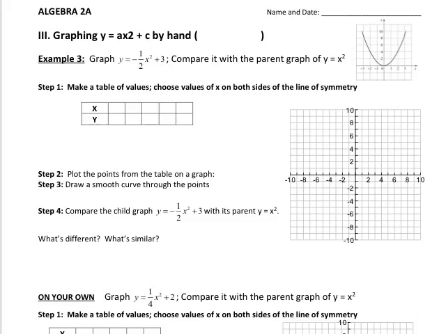For our last example, we're also going to be taking a look at a child function. This child function has an added constant. Okay, so we're not just going to have a negative sign. Remember, the last graph we did had a negative sign as well. We have a fraction this time for our coefficient, and then we also have a constant term, which is 3.